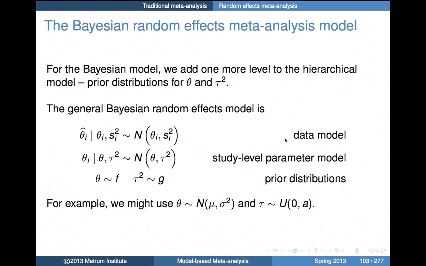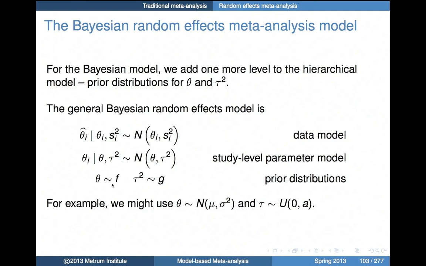And that's what this slide shows. We have our model for the data. That's going to say something like the theta hat i's, given the study-specific effect and the sampling variance, follow a normal distribution with mean theta i and variance s i squared. Then the next level of the model is for the study level parameters. That is, the theta i's conditional on the overall mean and between study variance follow a normal distribution with mean theta and variance tau squared. And then we put some prior distributions here on theta and tau squared, and I'm just generically denoting those as F and G.